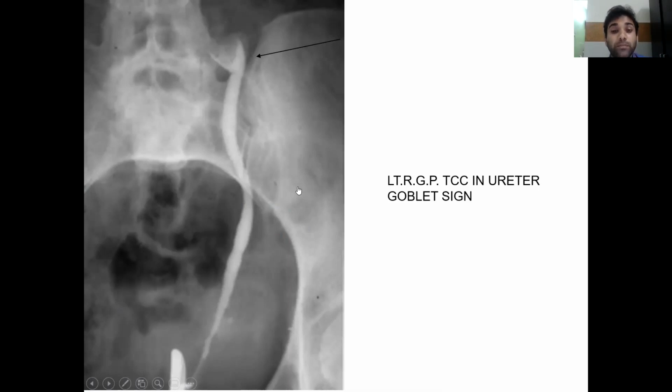Sorry, retrograde pyelogram. Here, the retrograde pyelogram of the left kidney shows transitional cell carcinoma of the ureter.